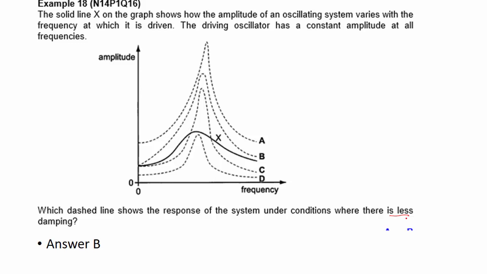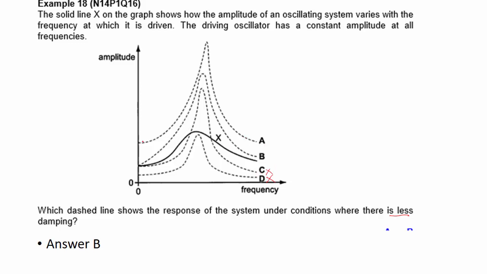So you look at all the graphs. Of course, D cannot be, because it's lower. C also cannot be, because C is higher in some parts and lower in others. So the possible answer should be A or B.